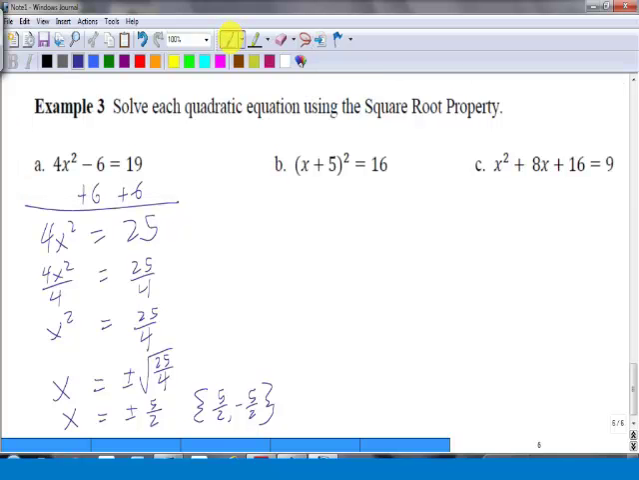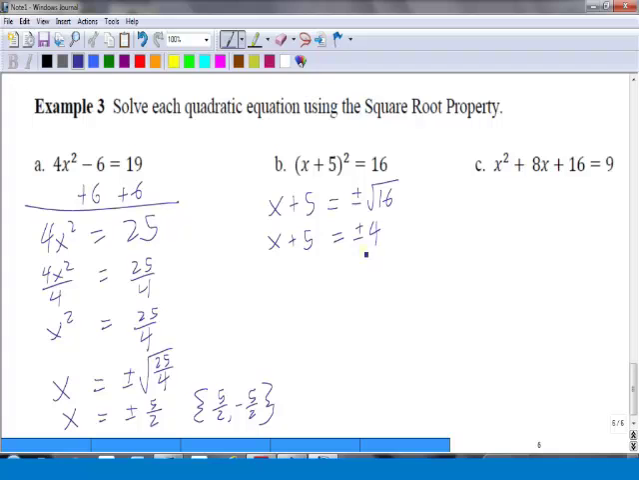Instead, I'm going to use the square root property of equations. What we have is a quantity squared equals a number. So we can apply the square root property of equations directly to this. x plus 5, if we can square it and get 16, it's got to be one of the two square roots of 16. It's got to be either the positive or the negative square root of 16, just like that. So x plus 5 has to be either positive 4 or negative 4.